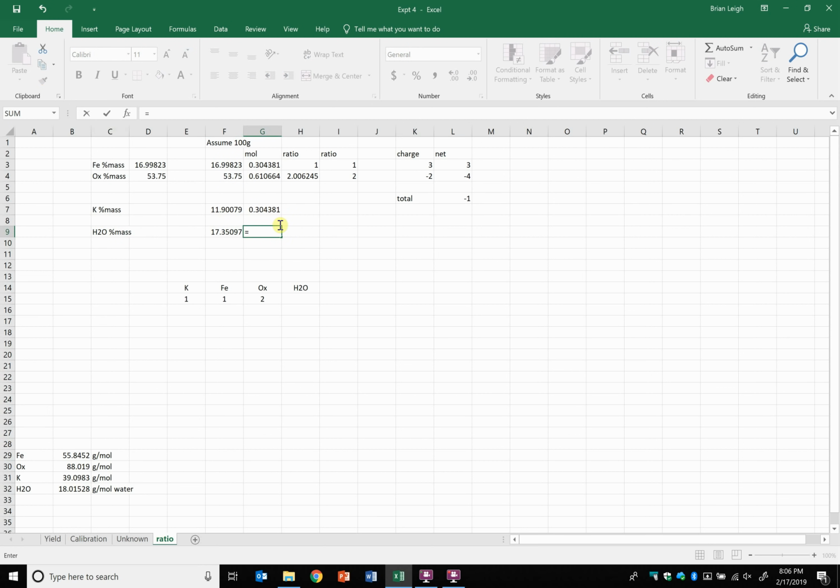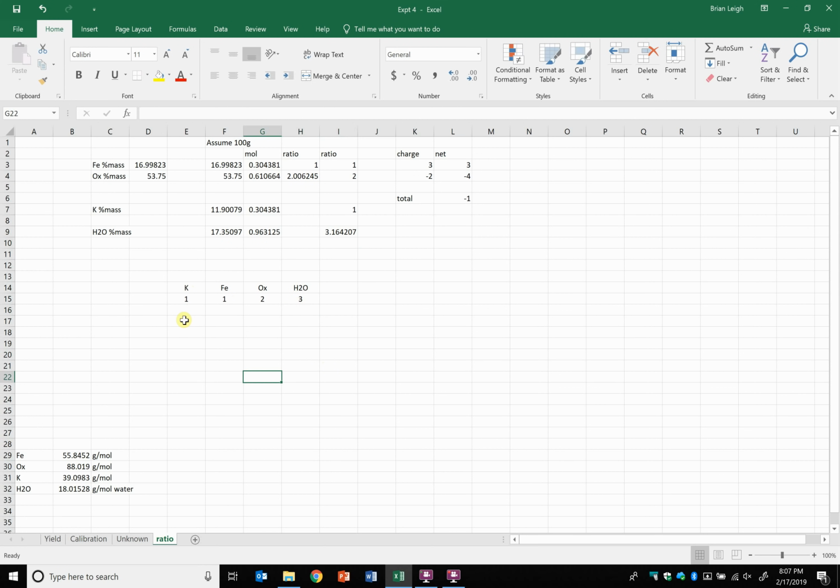In order to figure out how many moles there are, we'll simply take this number and divide it by the molecular weight of water, and we will get the number of moles. This is the number of moles of water. To figure out the ratio, we'll just simply take this number and divide it by the smallest number of moles, which is this, which will give us a value of 3.16, which will round down to 3. So now our molecular formula will be 1 potassium, 1 iron, 2 oxalate, and 3 water.